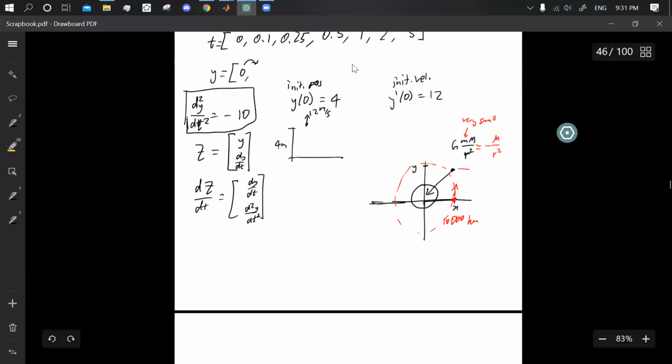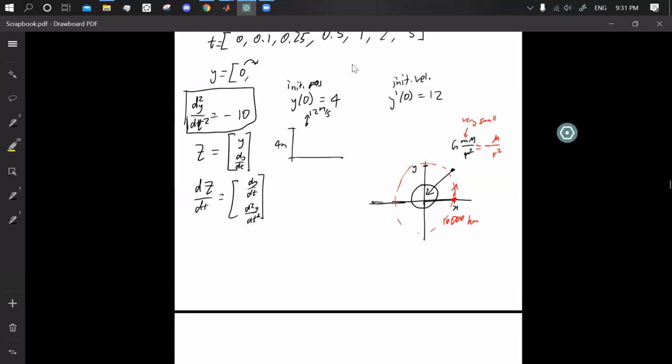So positive x is this way, positive y is this way, so the force is going to be opposite those, so it's going to be negative. If you're on negative x, the force is in the positive x direction. It's opposite the direction that you deem as positive. I'm pretty sure this is the formula.